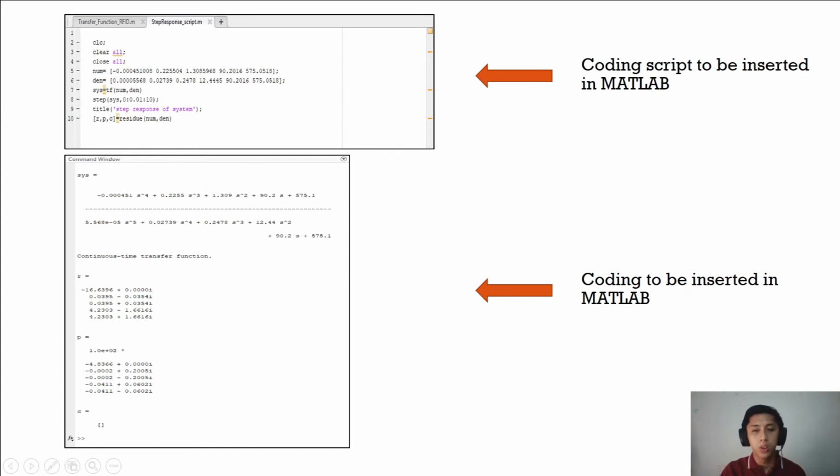So here is the coding script that will be applied in Matlab. Over here we can see that num and den represent the numerator and denominator of the transfer function without the S domain. As we insert the coding script, this will pop out in the command window. From here we will obtain the result of the desired rise time, delay time, and more.